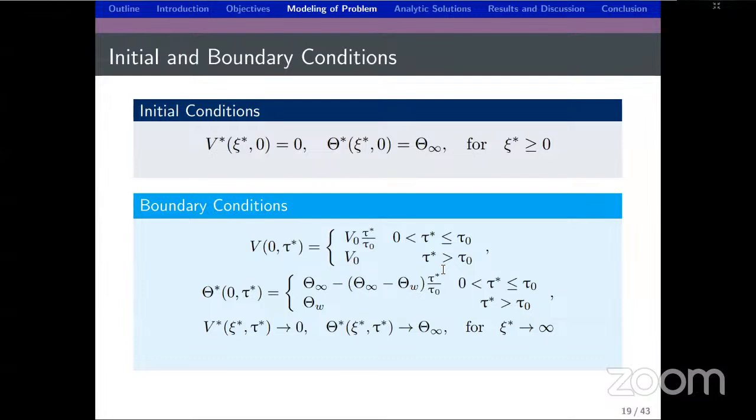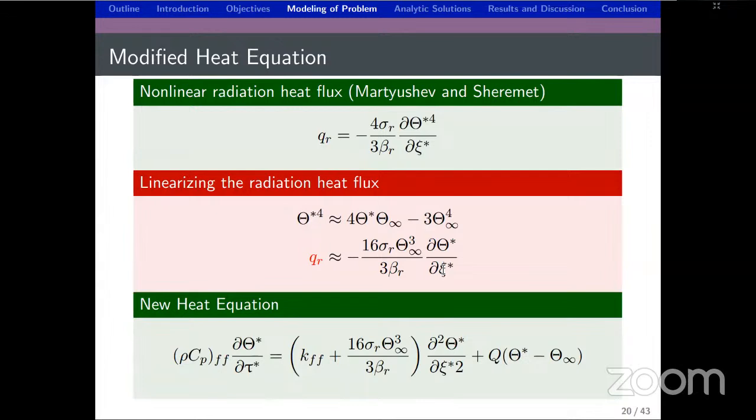Now this is the modified heat equation, where in heat equation we have the QR term, thermal radiation term, that have the power 4. So we first make it linearized by using the Taylor series. So after putting this term QR in the main heat equation, this is our final heat equation.